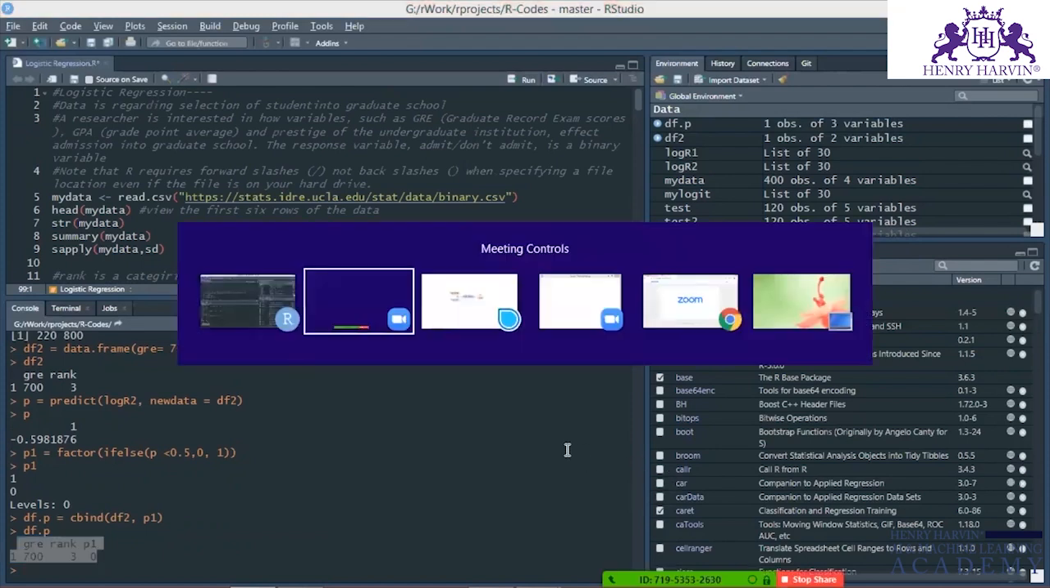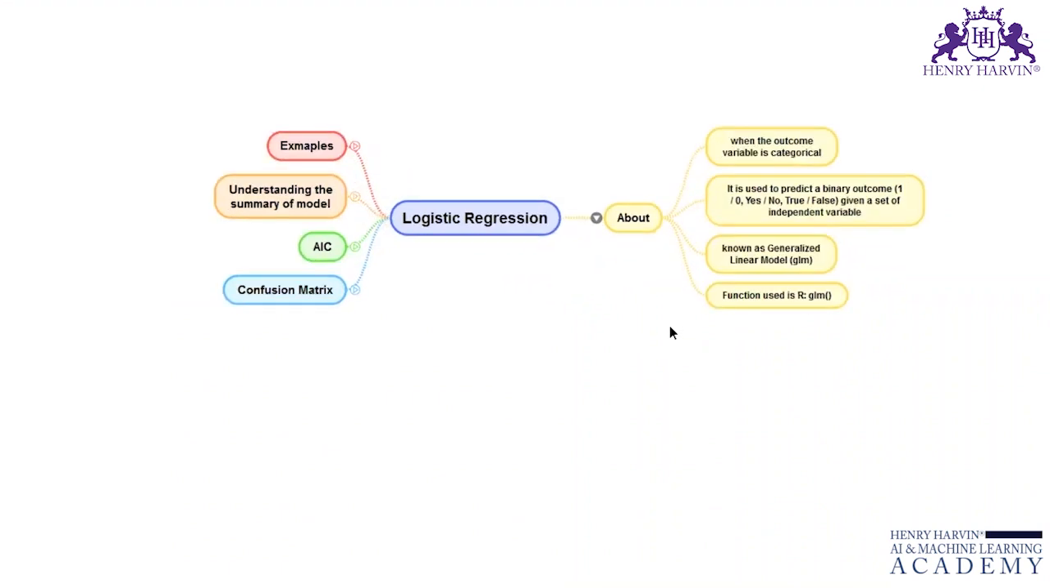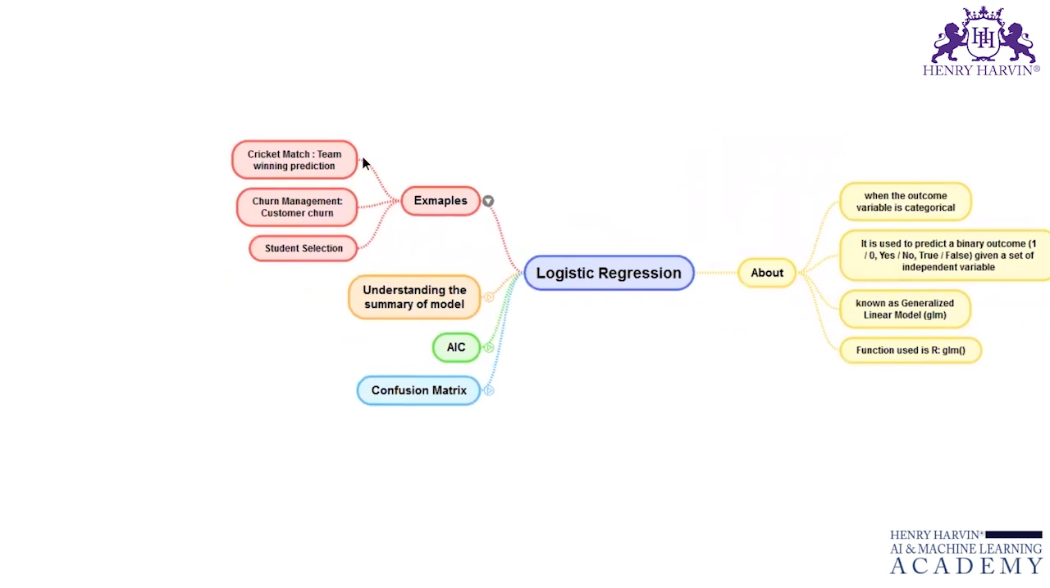Let's sum up logistic regression. We covered that in logistic regression the outcome is a categorical value, for example whether the student will be selected or not, so it is a binary outcome. It is also known as a generalized linear model, for which we use the function GLM. Examples of logistic regression were a cricket match, whether the team will win or not, where we see the prediction when we watch a match. Next is whether the customer will churn or not after availing the service or buying a product. Next is student selection, for which we just created a model.